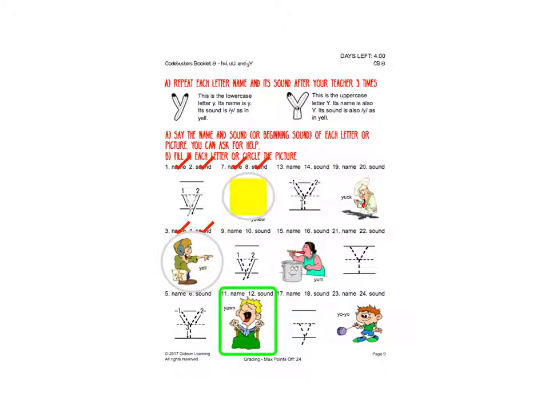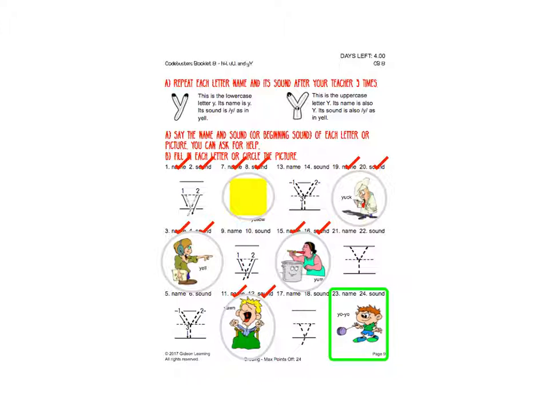This is a picture of the word yawn. Its beginning sound is Y, and now circle it. This is a picture of the word yum. Its beginning sound is Y, and circle it. This is yuck. Its beginning sound is Y, and now circle it. This is a picture of yo-yo. Its beginning sound is Y, and now circle it.